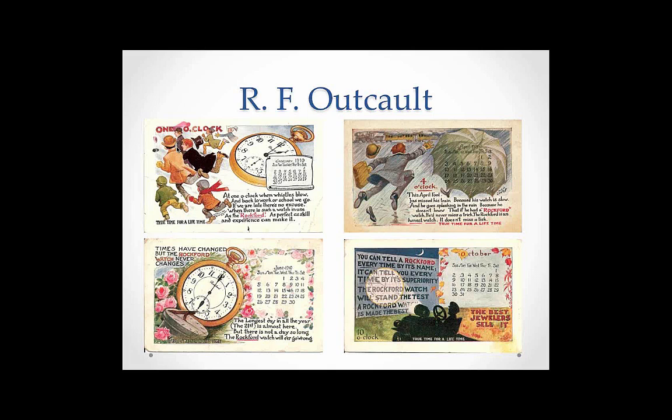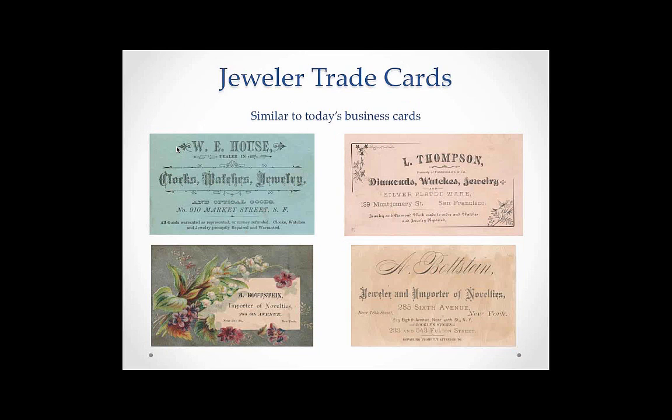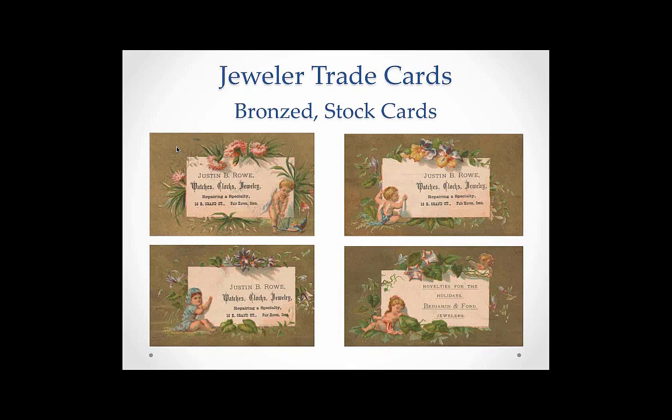Here's a group of 4 bronzed cards. These have the gold bronzing in the back. As you can see, it is a series. 3 of them are for the same jeweler, but one is for another jeweler. And Justin B. Rose cards had a very, very fancy iconography, while in the other one it's more simple. Novelties for the holidays, Benjamin and Ford Jewelers, printed and underlined, still gets your attention, but doesn't carry quite the same impact, I don't think, as those with the more decorative iconography on them.